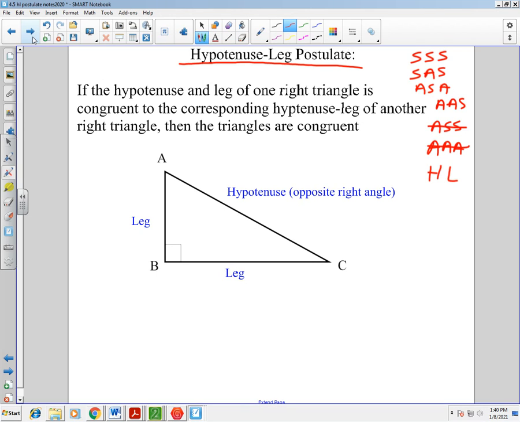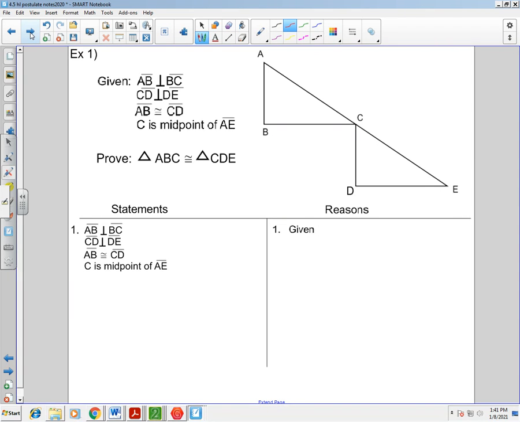So, if the hypotenuse and leg of one triangle are congruent to the corresponding hypotenuse and leg of another triangle, then the triangles are congruent. So in other words, this stands for HL. If I give you a hypotenuse and a leg in a right triangle, then we can show congruence. So HL is the last one that we will use. Let's see how we can use this in a proof.